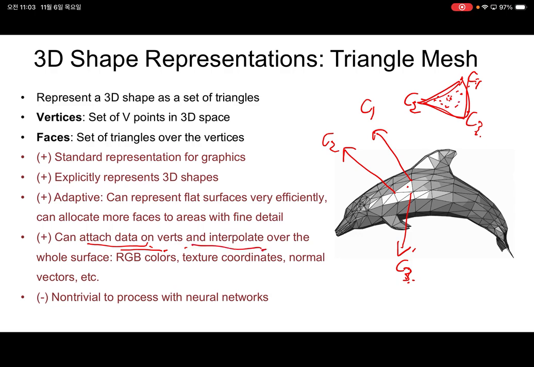So that is what it is saying. We can attach RGB colors, texture coordinates, and normal vectors for each vertex. And then we can interpolate such attached data for points on the triangle face using barycentric coordinates. We will learn barycentric coordinates soon. Anyway, that is also a good point of surface mesh: very efficient, and at the same time we can get dense values by interpolating inside a triangle. But the drawback is that it is non-trivial to process with a neural network. We will also study that soon.